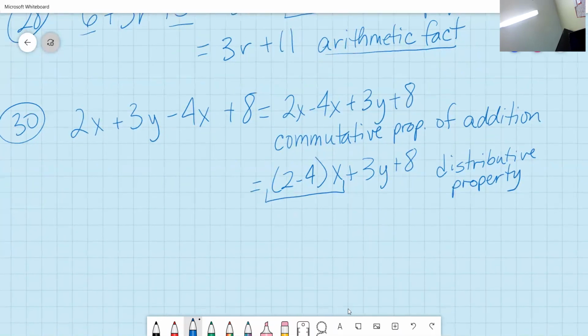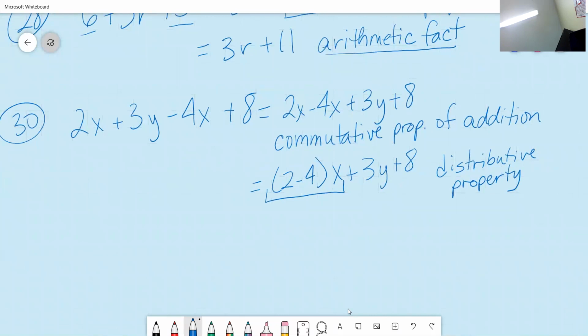Okay. And then we are solving the parentheses. So 2 minus 4 is a negative 2x plus 3y plus 8. And all we've done is solve a subtraction. So this is an arithmetic fact.